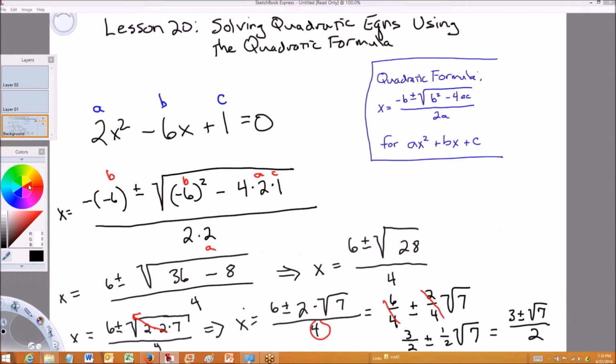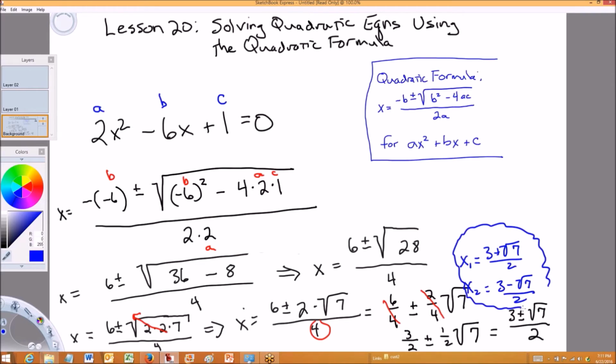Very important to note that we have two answers for x. X sub 1 equals 3 plus the square root of 7 over 2. And then x sub 2 equals 3 minus the square root of 7 over 2. So there are our two answers for x.